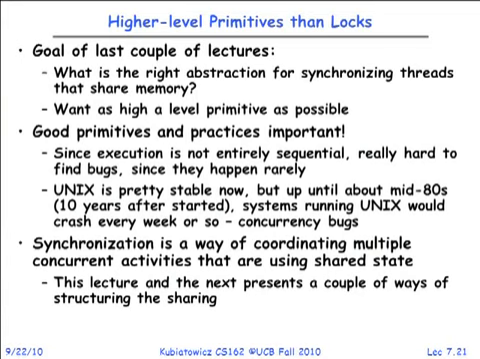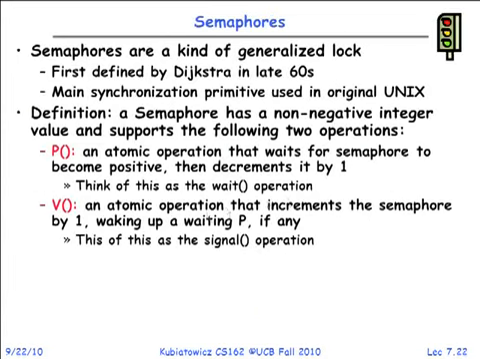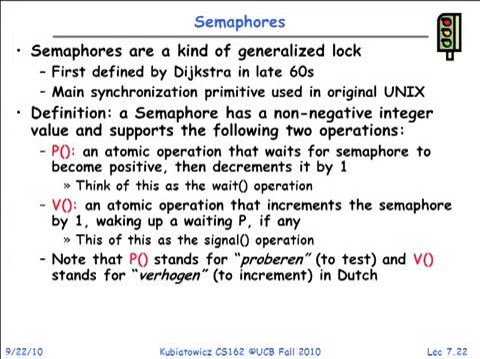The definition is that a semaphore is a special type of integer. It has a non-negative integer value and supports two operations. P is an atomic operation that waits for the semaphore to become positive, then decrements it by 1. Think of this as wait. And V increments the semaphore by 1, and if anybody's waiting on a P operation, it wakes them up. Think of this as signal. P stands for proberen in Dutch, and V stands for verhogen, which means to test or to increment. Very clear what P and V are good for. Unfortunately, they've been blazoned into the whole semaphore world, so you're going to have to deal.